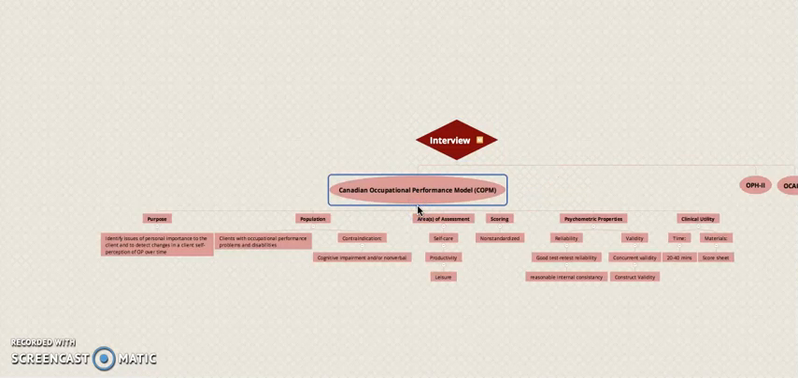The purpose of this assessment is to identify issues of personal importance to the client and to detect changes in the client's self-perception of occupational performance over time. So we're typically going to be working with a population of clients who have occupational performance problems and disabilities. Our areas of assessment will be self-care, productivity, and leisure. This is a non-standardized assessment with good reliability and validity. It's going to take around 20 to 40 minutes to complete, and all you need is the score sheet.